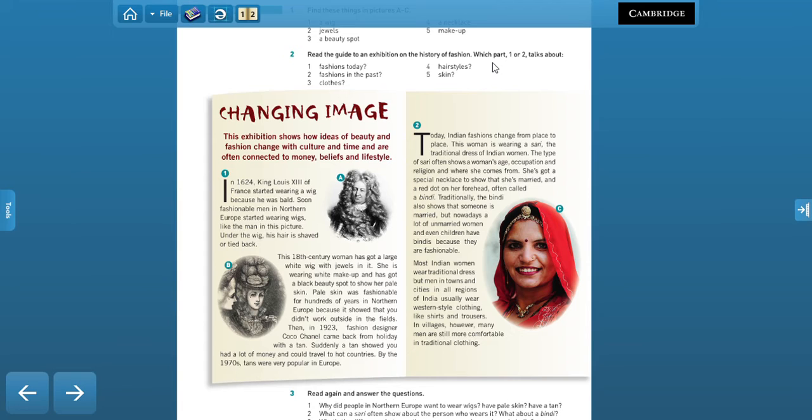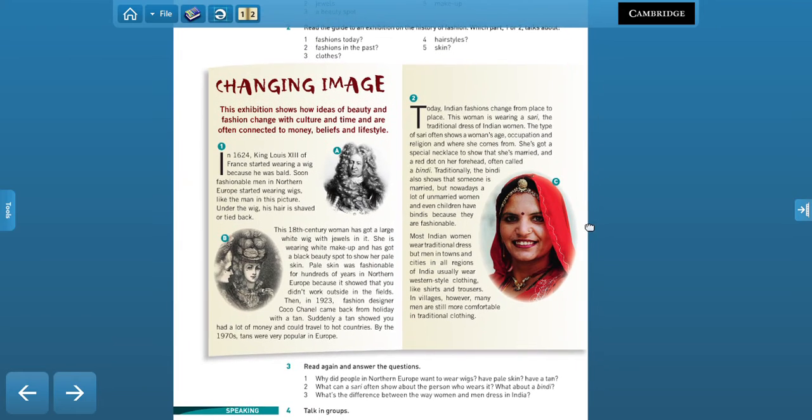Okay, so let's check your answers. Which part talks about fashions today? Part 2, right? And here we have the word. So which part talks about fashion in the past? 1. Which part talks about clothes? Part 2. Which one talks about hairstyles? Part 1, right? And which one talks about skin? Part 1 as well. Here we have hairstyles, skin, and this part is about clothes.